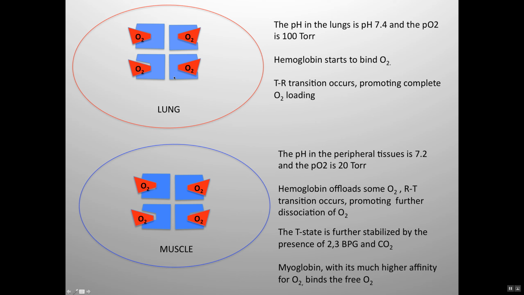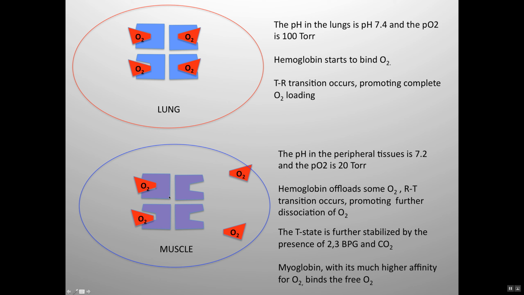Now this hemoglobin molecule is then transported in a red blood cell out to the peripheral tissues. And in the peripheral tissues, the conditions are very different. The pH is 7.2. The oxygen concentration is a fifth that of the lungs. We have a low oxygen concentration. Under these conditions, the hemoglobin is going to start offloading oxygen. As an oxygen molecule comes off the hemoglobin, we're going to have the R to T transition, and this is going to promote further dissociation of oxygen.